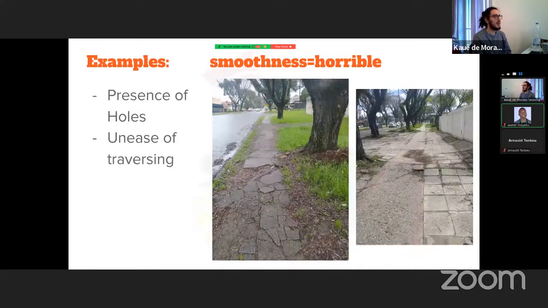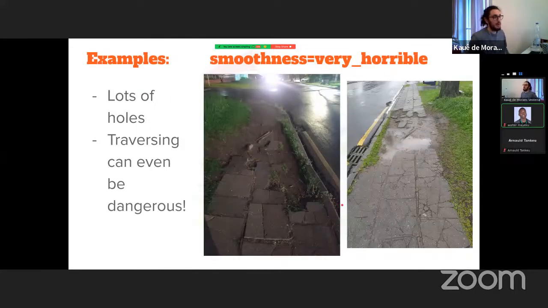Then we also have very horrible, where it's a pain to traverse, when the traversing can be very dangerous or a bad experience. It can be very unpleasant. Can you imagine stepping there and getting all wet? It can even be dangerous. You can fall on some of these. For the elderly, it's so horrible.